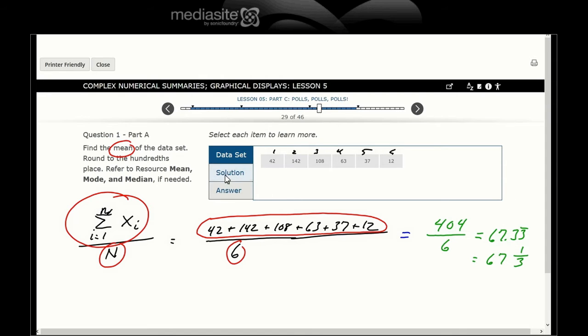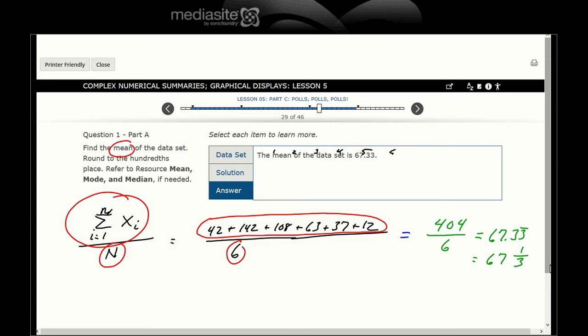So that's how we did. All the top numbers add up to 404, which we got, divided by 6, which is 67.33 repeating. Okay, they went to a decimal. Of course, the answer is 67.33.